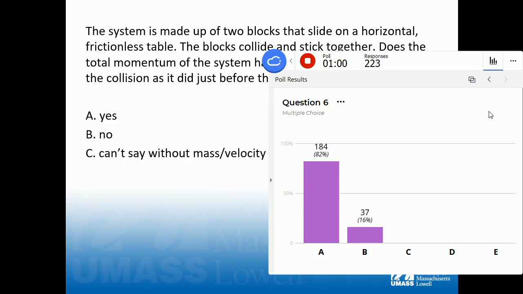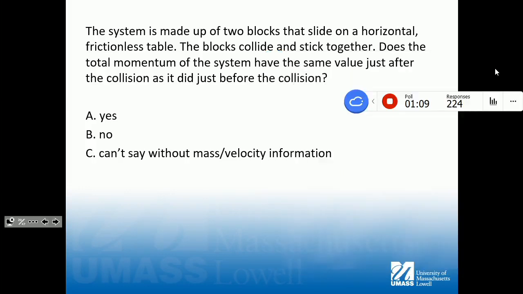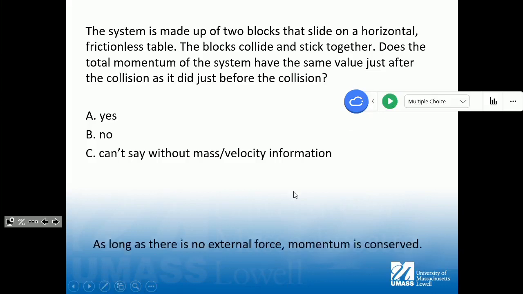Because I can define a collision as a system in which there's no external force. That makes sense? Okay, so regardless of what kind of collision it is, I can conserve momentum. Right, so momentum is conserved even in an inelastic collision. So, yes.